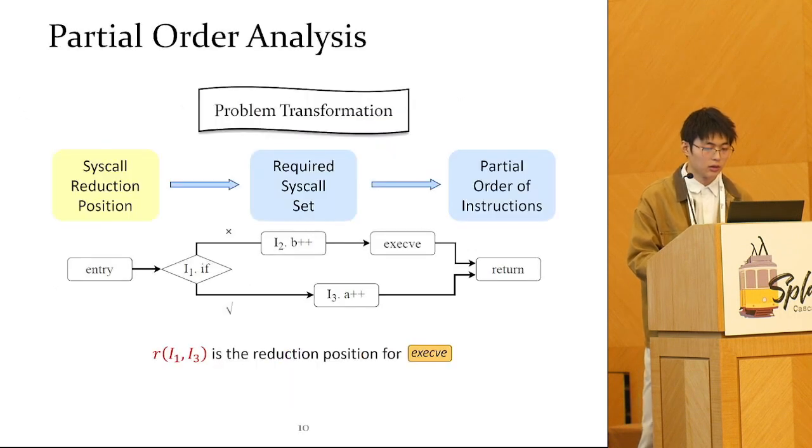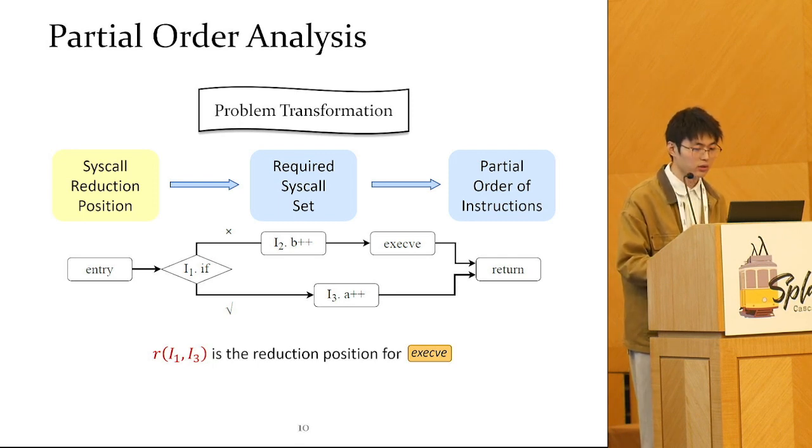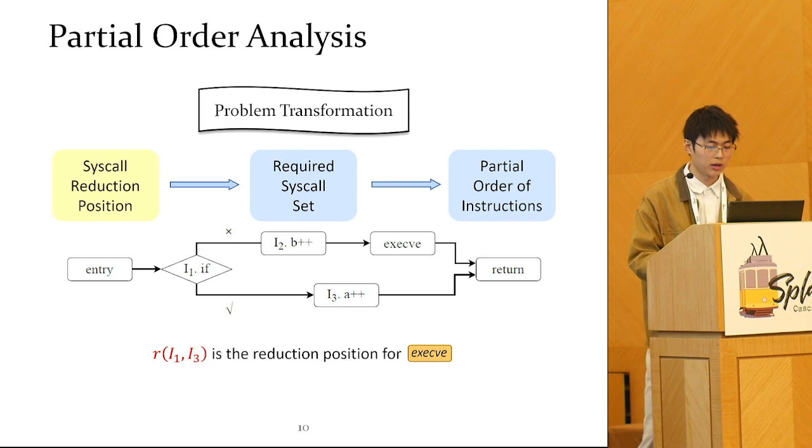Hence, the most critical part of Sandbox construction is identifying the syscall reduction positions, for which we propose a partial order analysis. A syscall reduction position is a pair of adjacent instructions. As the figure shows, if the program executes I1 and jumps to I3, then the syscall execve will become unnecessary. Therefore, (I1, I3) is a syscall reduction position for the syscall execve.